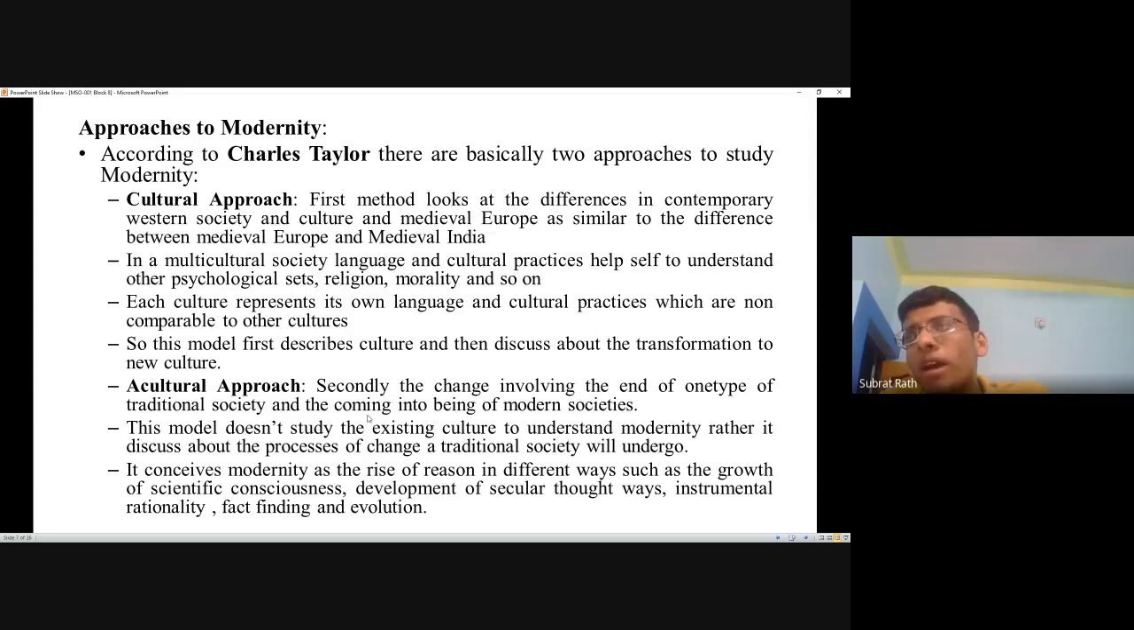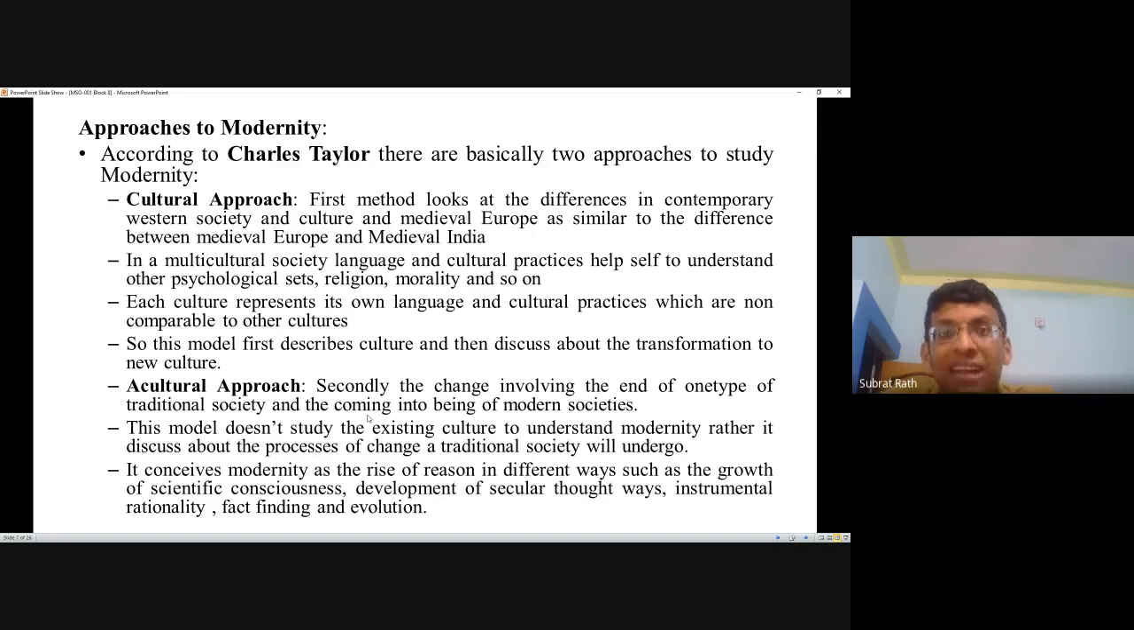Here, the change involves the end of one type of traditional society and the coming into being of modern society. They say what is past is past. Let's move forward. A cultural approach means it does not study the existing culture to understand modernity, rather it discusses the progress of change a traditional society will undergo to bring about modernity. That means they are saying we have to understand how a traditional society has undergone change. We will not discuss what the criteria or characteristics of the traditional society are.